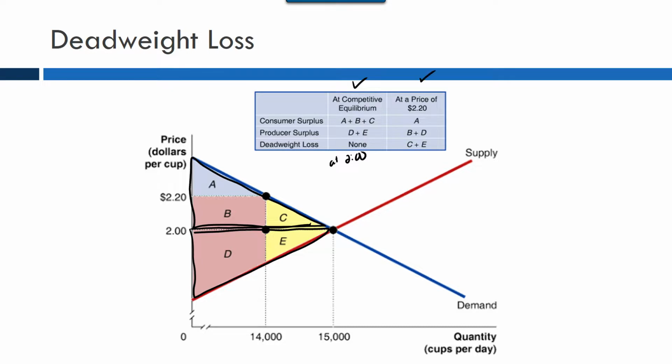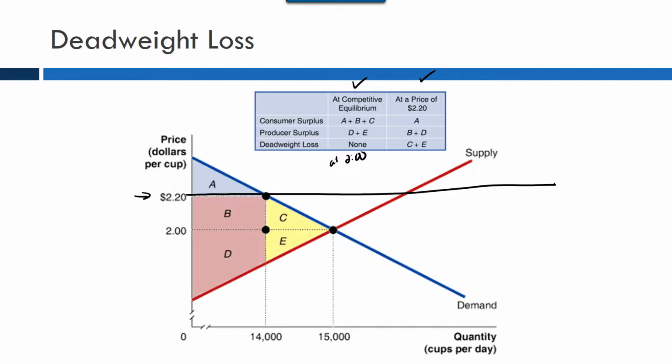However, at a price of 220, so I'm going to erase this. At a price of 220, I go right here, right? So here's the new price. I come to demand first. So the quantity demanded is 14,000, but I would come all the way up here to get the quantity supplied, and we'll just say that's 16,000. So now I've got a surplus, right? So the quantity supplied is greater than the quantity demanded.